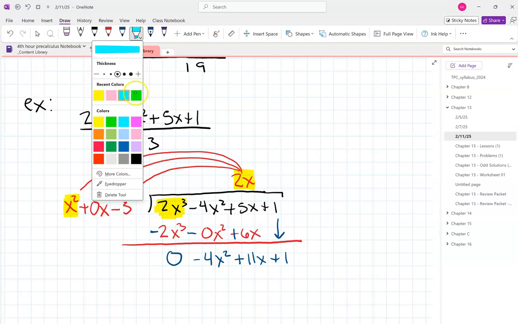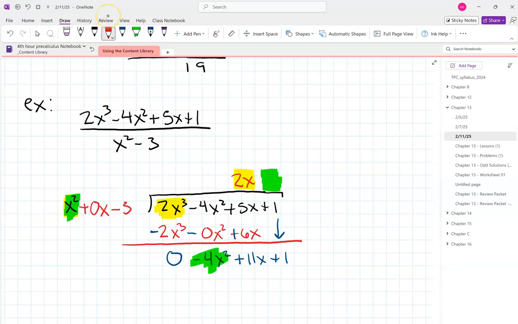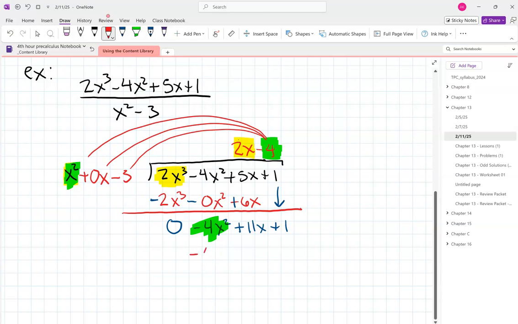And I'm going to repeat and say, what times x squared gives me negative 4x squared? Negative 4. And again, I'll multiply that to the entire divisor and write that down below. And then subtract down.